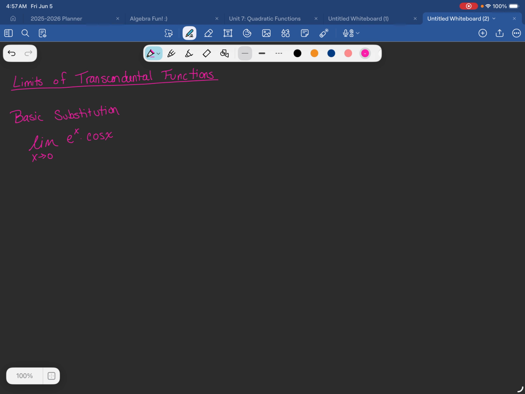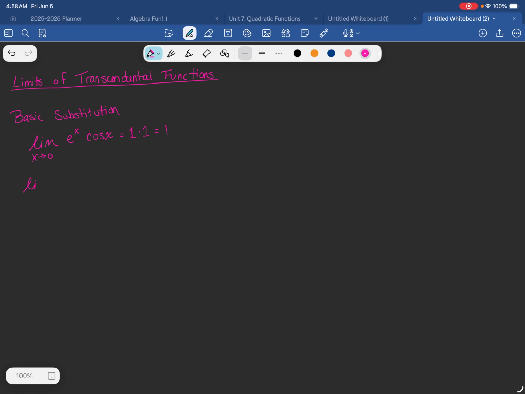Before I try to do anything fancy or think crazy thoughts, I'm going to just look and say, can I put 0 in for x? I know that e to the 0 is 1, and I know cosine of 0 is also 1. And so 1 times 1 is 1, and I'm good. Don't look at one of these and immediately think, oh man, this is going to be rough, because it could be pretty straightforward with just a substitution.